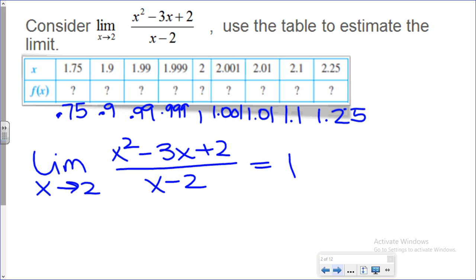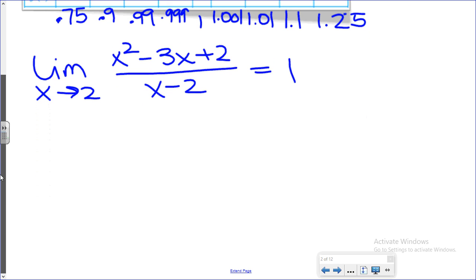Now, this is not an efficient or effective way for looking at limits. It's not always going to be accurate, and it's a waste of your time. But I want you to see numerically what is happening. What I would expect you to be able to do is consider the graph. So let's talk about the graph of this equation right here.